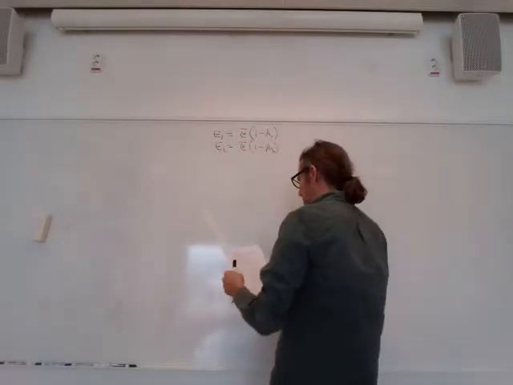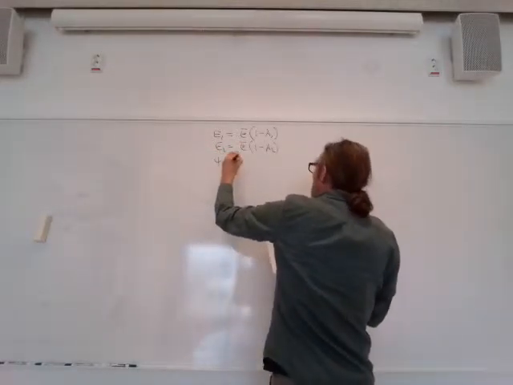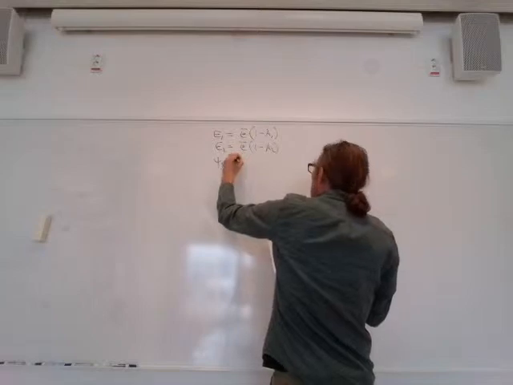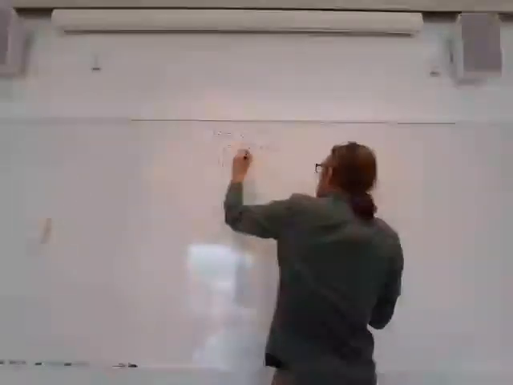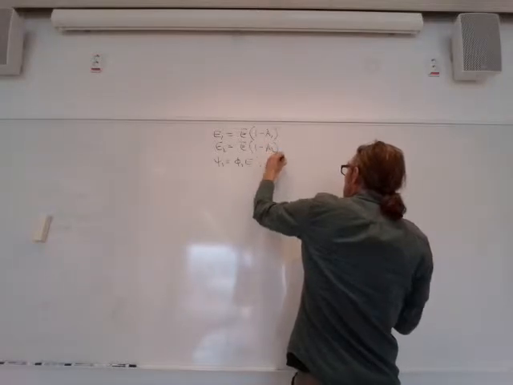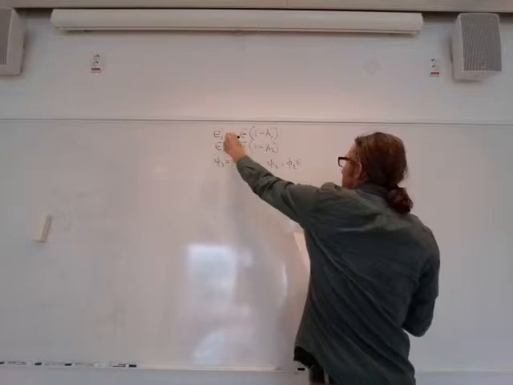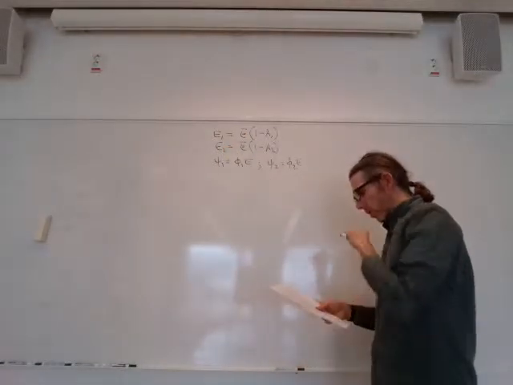And then we've got damages. Psi1 is phi1 E. Psi2 is phi2 E, where E is E1 plus E2, of course.